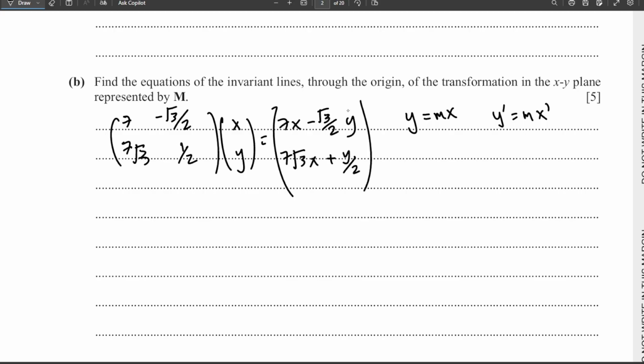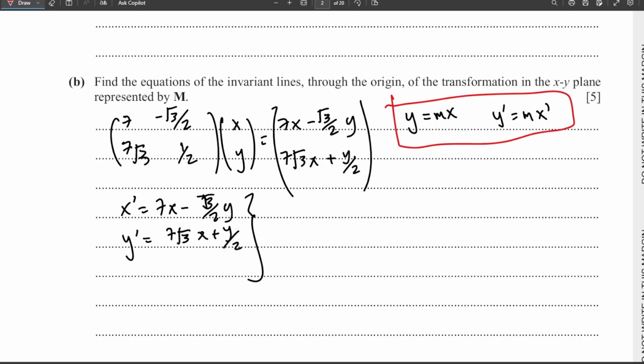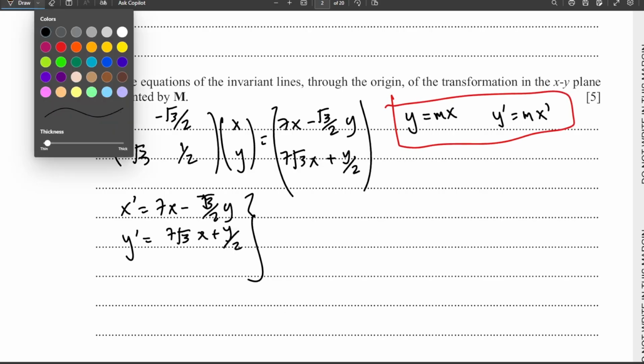Okay, so this two is essentially our x prime and y prime, right? So x prime, that's giving us 7x square root 3 over 2y, then y prime is 7 square root 3x plus y over 2. And from these two, we're going to use these two substitutions to simplify our equation so that we can solve for the lines. Okay, first of all, let's replace all the y into mx.